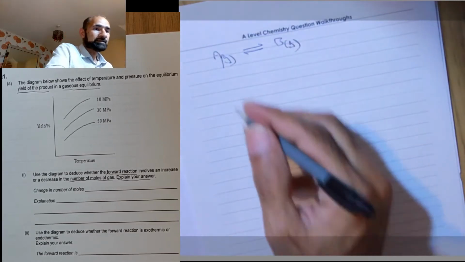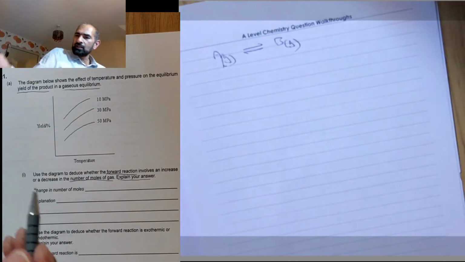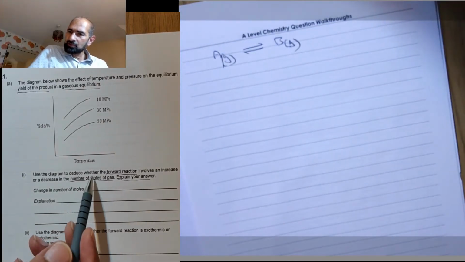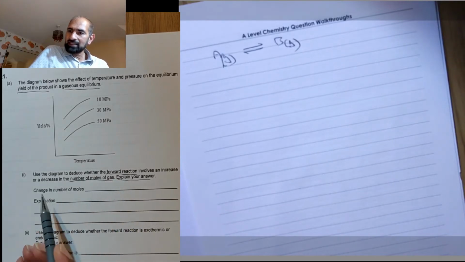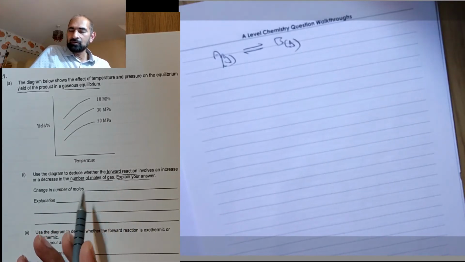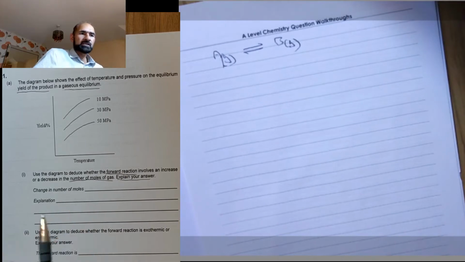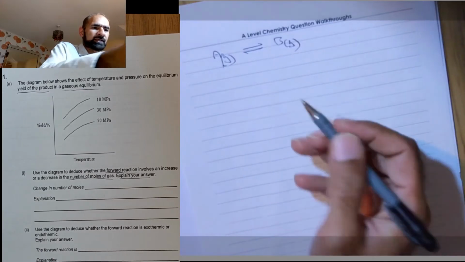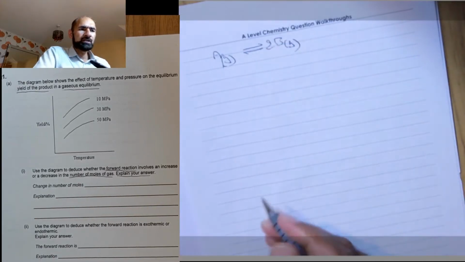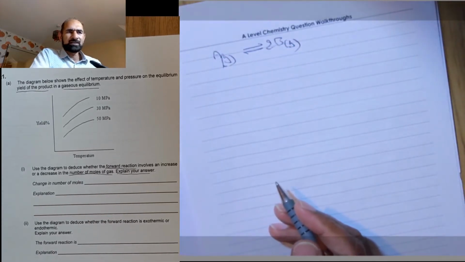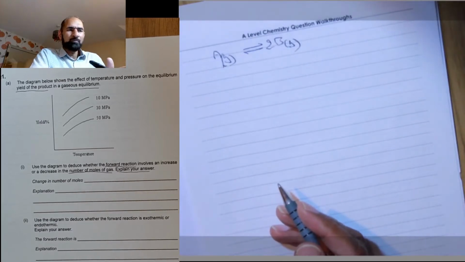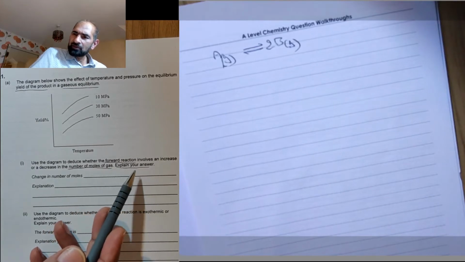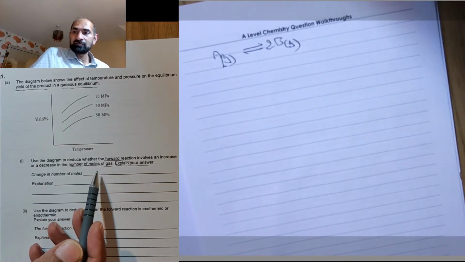Okay, and now I can see what's going on. All right, so use the diagram to deduce whether the forward reaction involves an increase or decrease in the number of moles of gas. Okay, so what I'm going to do is change that slightly. I'm actually going to put 2 here just to give me a different number of moles on either side. Yeah, I know we're talking about equilibrium. That'll help me actually answer that question. Okay, so it says whether the forward reaction was an increase or decrease in the number of moles.